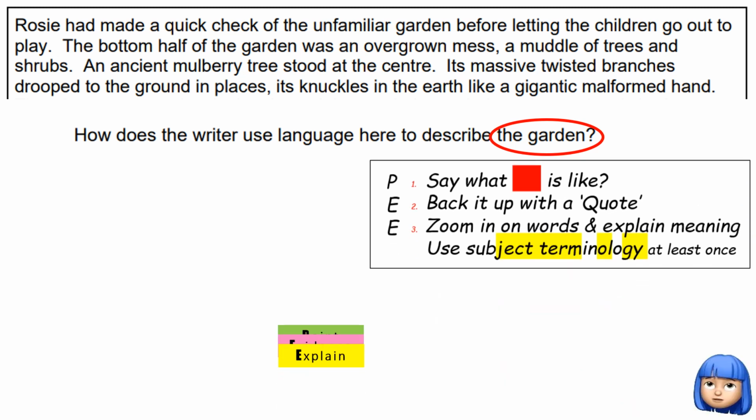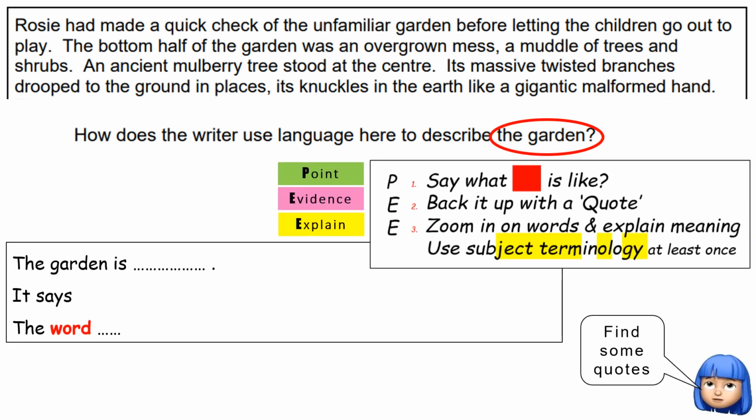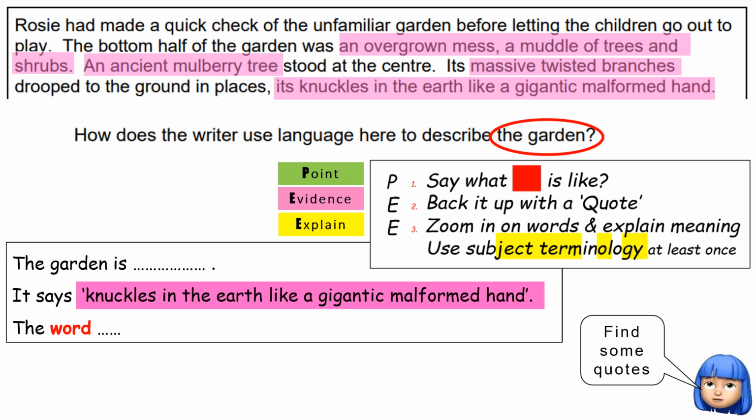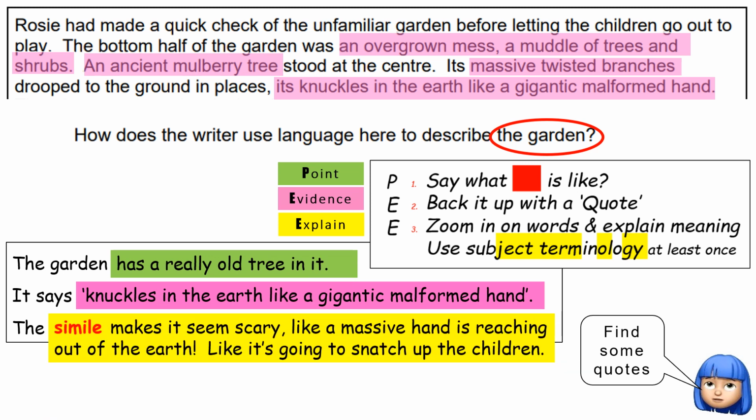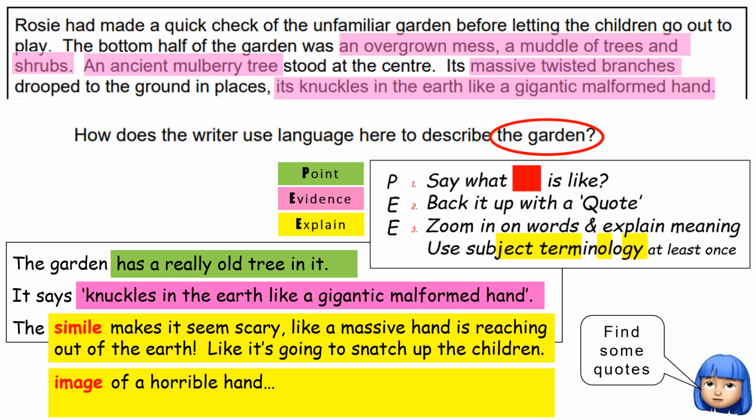Okay, so let's get on, and I'm just going to focus on those first 4 lines. We've got to find some quotes about the garden. So here's the second one, third, fourth, so more than you need already. So what's the garden like? Let's use this quote here, say something about it, and then zoom in on the devices or the words and explain them. And you're going to do that a couple of times.